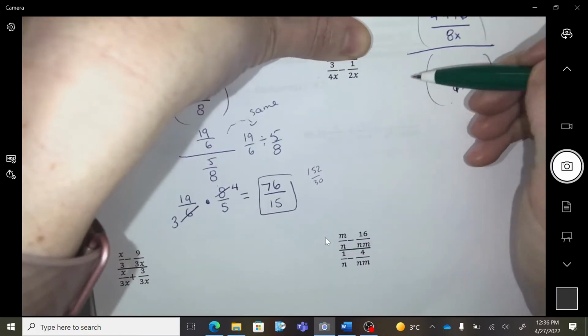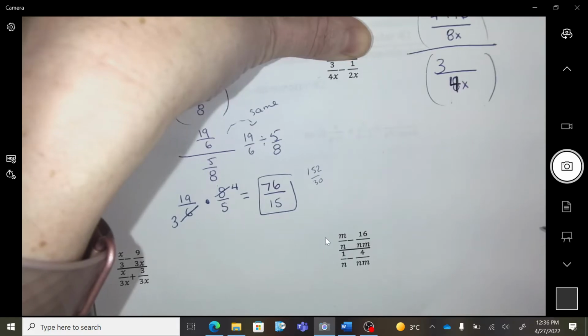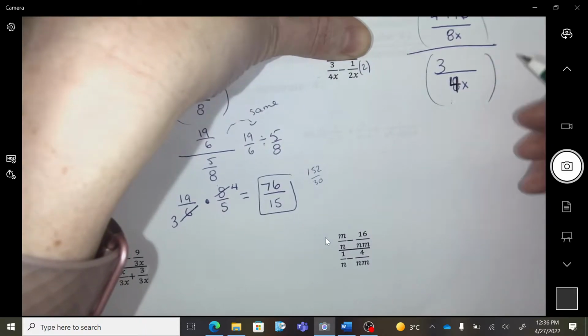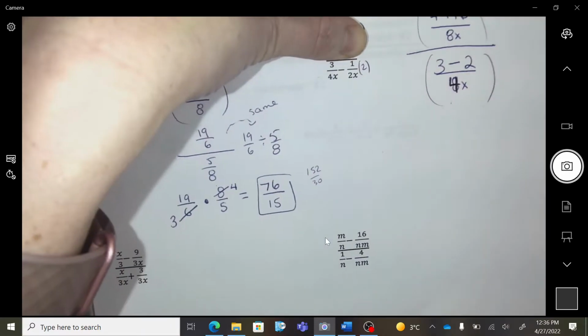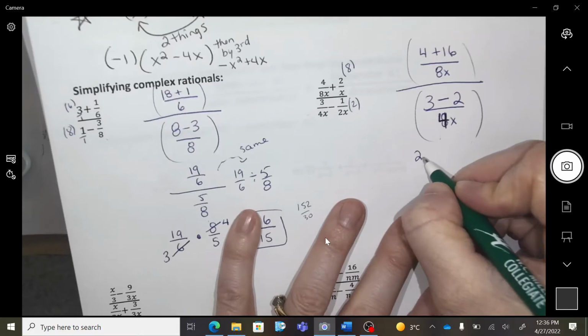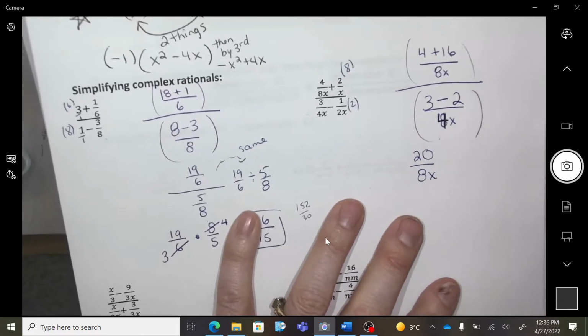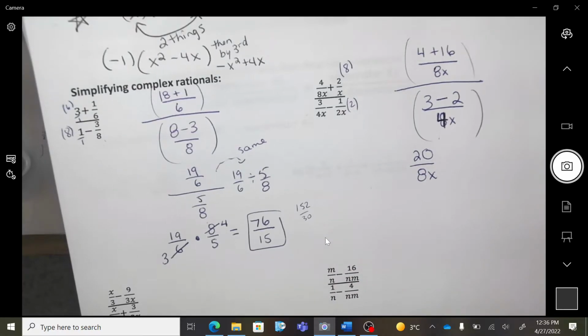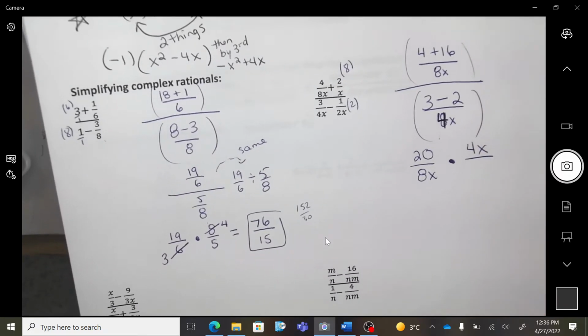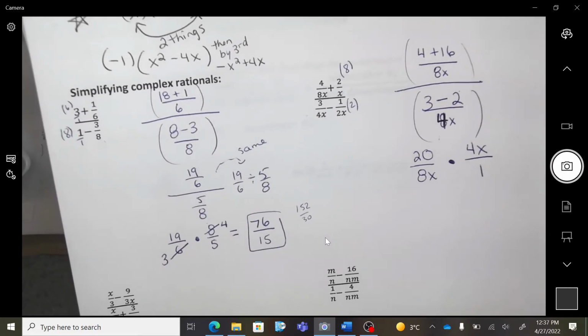So I'm going to do nothing to that, so 3. And then this is going to be times by 2, so minus 2. Okay, so I'm going to make this a 20 over 8x. We're okay with that? I just put the 4 and 16 together. Are you okay if I already times and flip? Times. I'm going to put the 4x on the top, and 3 subtract 2 is 1.